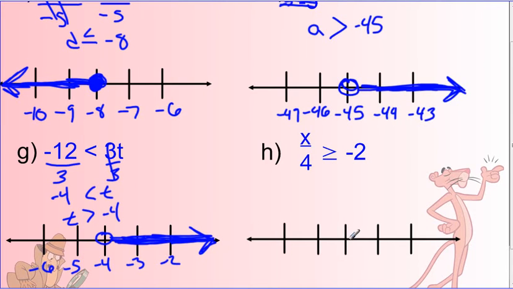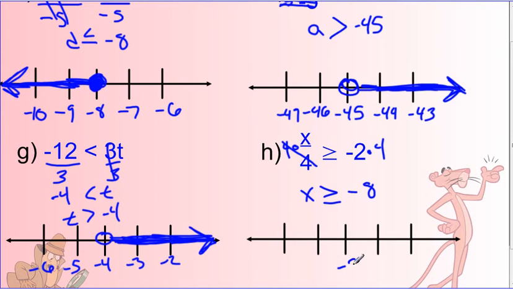And last of these, letter H. X divided by 4. Okay, so we're going to times by 4, times by 4. And that gives us x is greater than or equal to -8. Again, the inequality did not change because we did not multiply by a negative. We multiplied by positive 4 on each side.